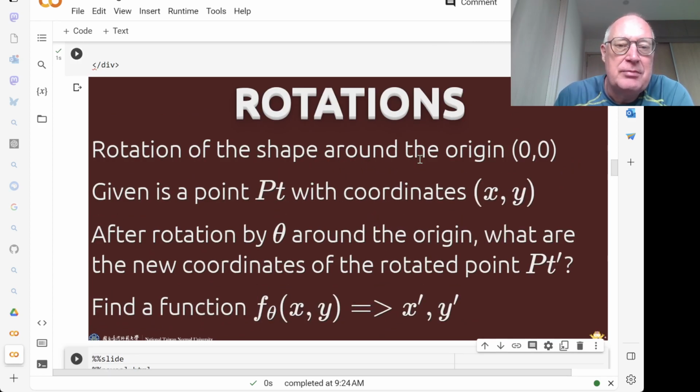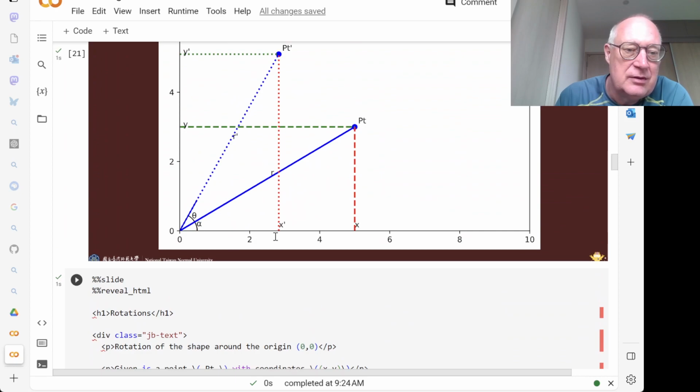Rotation of the shape around the origin, 0, 0. Given is a point PT, which has coordinates x and y. After the rotation by theta around the origin, what are the new coordinates of the rotated point PT? So this is theta, not alpha here. Sorry. So we rotate by angle theta.